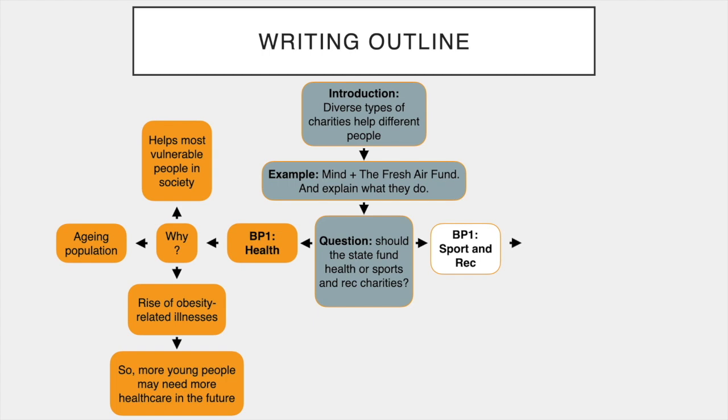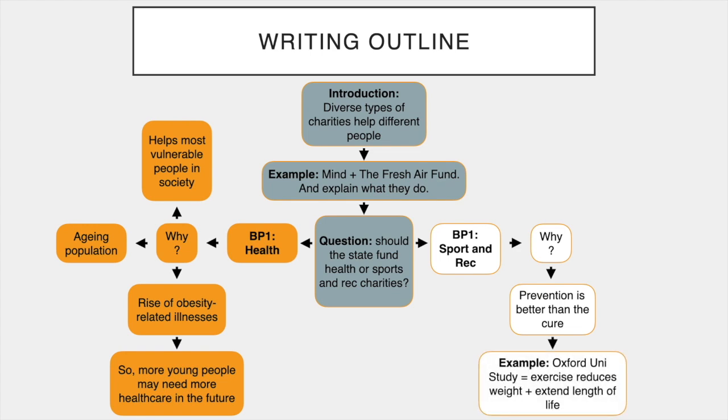And the justification is that prevention is better than the cure, meaning that it is better to stop illness through a healthy lifestyle than treating the illness later in life. This is backed up by an example that I just made up, where I cite a fake Oxford University study that discovered that exercise reduces weight, which is obviously true, and extends people's lives.